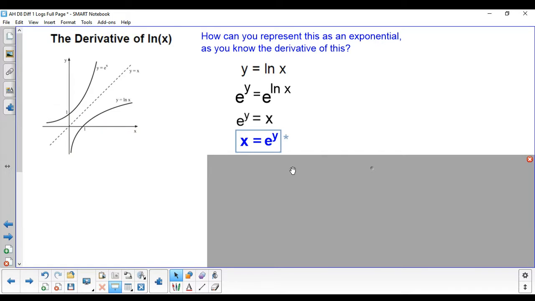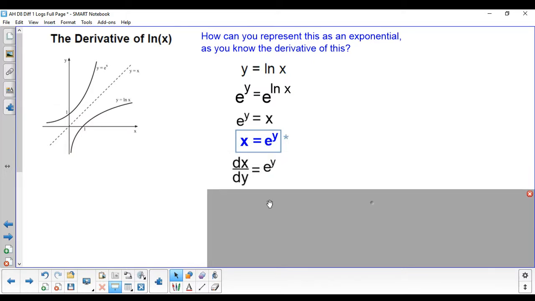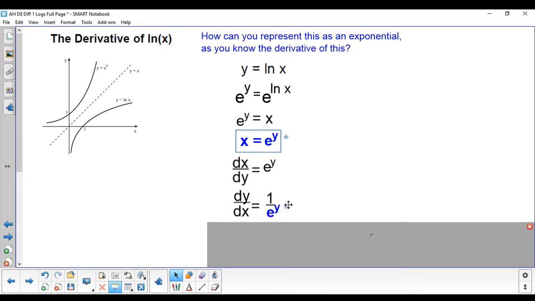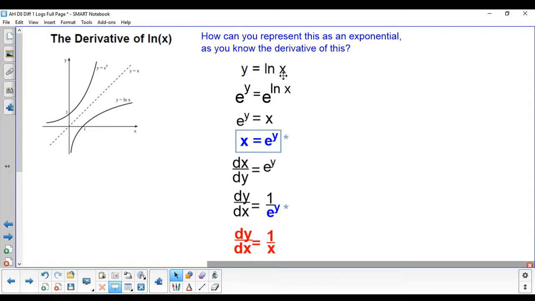The next thing is, you don't always have to find dy by dx. What we're going to do is find the derivative of x in terms of y. So if you know e to the y, dx by dy is e to the y. If I call it e to the y over 1, what you'll find is we can flip it. So if we invert it, dy by dx will be 1 over e to the y. Why have I put a star there? Because remember what e to the y is. e to the y is x. So that means your derivative is 1 over x. And the derivative of log is 1 over x. Nice.